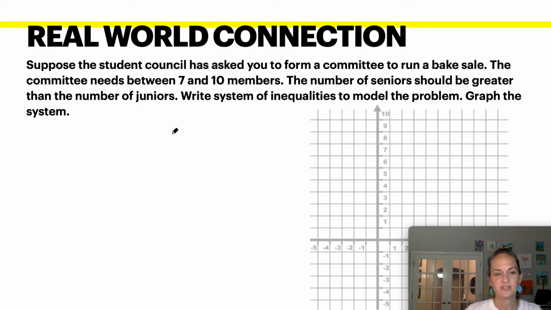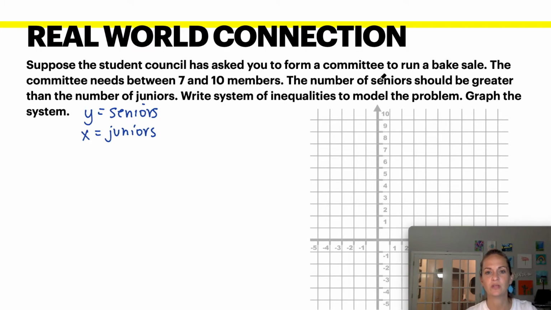Real world connection. Suppose the student council has asked you to form a committee to run a bake sale. The committee needs between 7 and 10 members made up of juniors and seniors. The number of seniors should be greater than the number of juniors. Well, if we say that Y represents seniors, we can say X represents juniors.